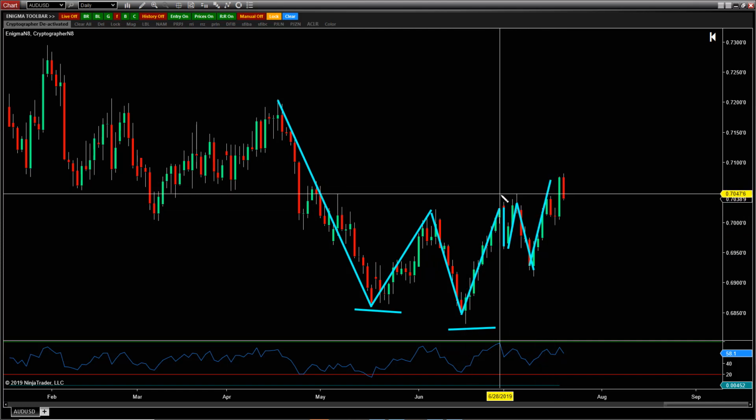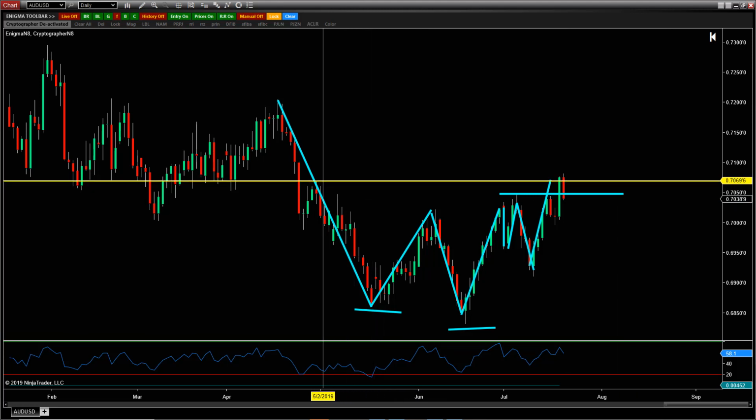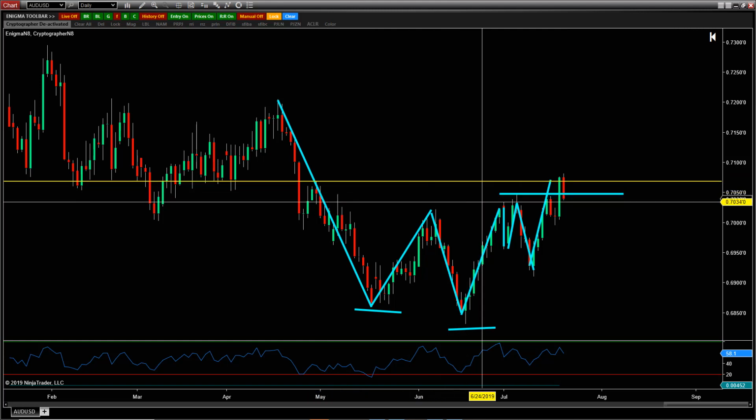And this was a level that we were looking for intraday during the live rooms this week. Not only a violation of this level, but I had a sneaky, slightly higher level as well that I wanted to see violated, and that was right here at about 70s.